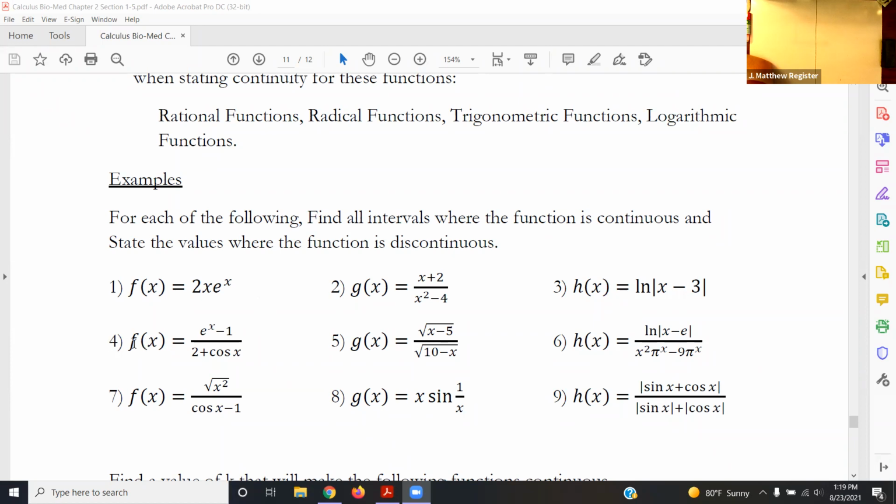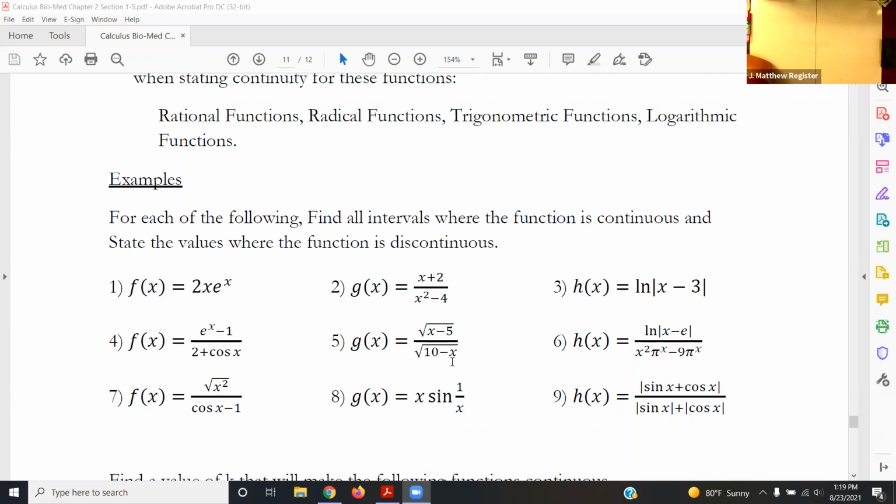For number 4, the numerator is fine, but we have a denominator. And remember, denominators cannot be equal to 0. But good news, 2 plus cosine of x is never going to be equal to 0. And so this function is continuous for all real numbers. There are no discontinuities.